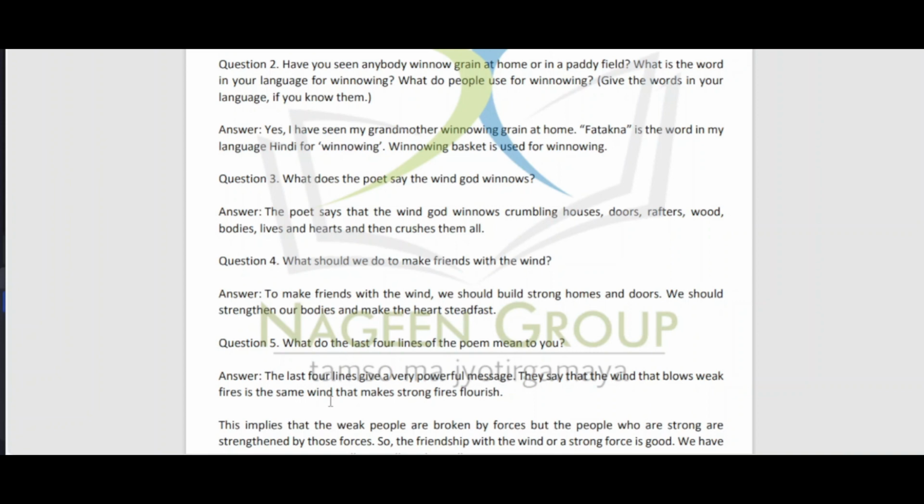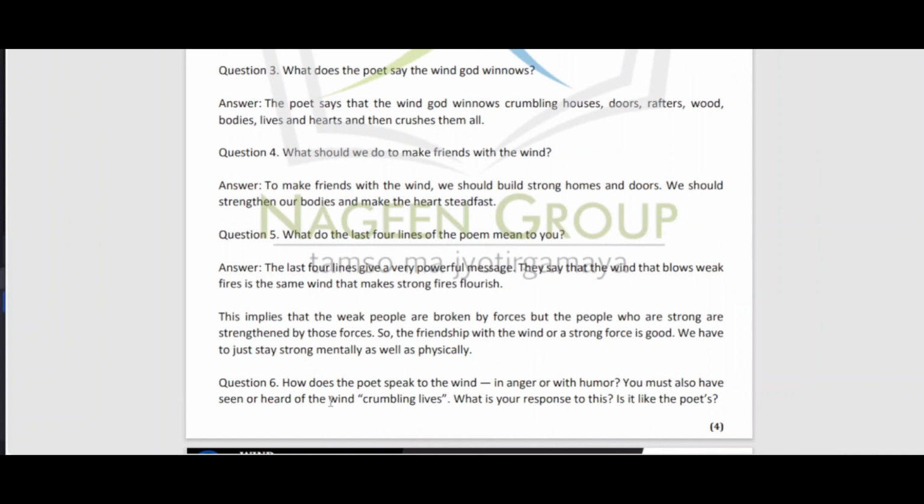Weak people break when force is applied. But the people who are strong are strengthened by those forces. Their strength increases from those forces. So the relationship with the wind, or the strong force, is good, and friendship with the wind is a very good way. So we have to stay strong mentally as well as physically. We have to make ourselves mentally strong, and physically of course. I hope you will understand this.